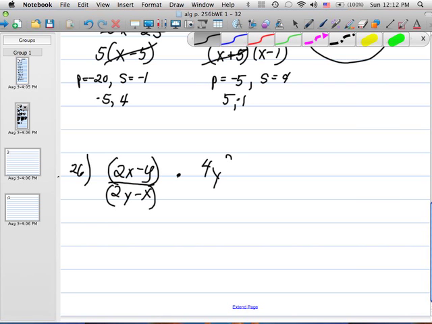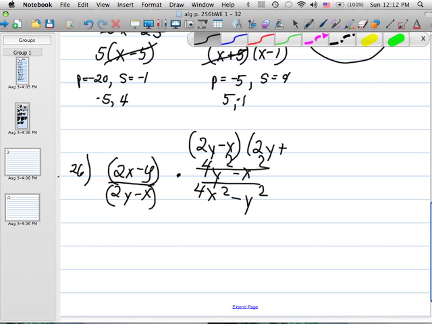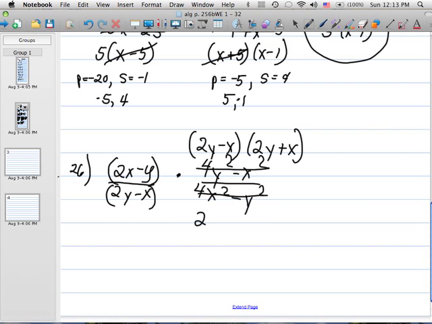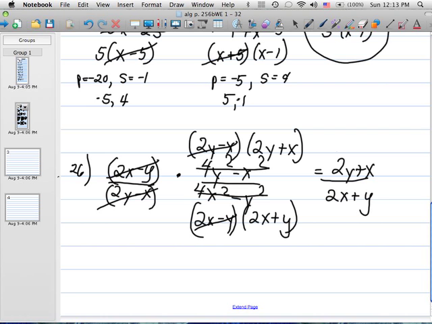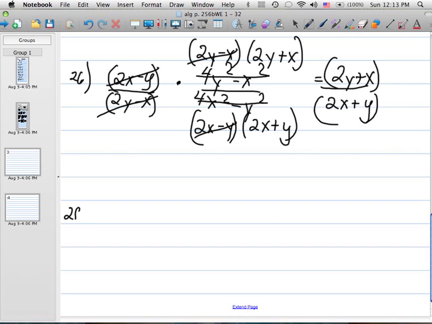So it's 4y squared minus x squared over 4x squared minus y squared. So that now comes out 2y minus x and 2y plus x. And on the bottom it's 2x minus y and 2x plus y. Now we can get rid of something. The 2y minus x's go out, and the 2x minus y goes out. So that leaves us 2y plus x over 2x plus y. And remember, those are factors you can't cancel, so leave them alone. You can drop parentheses if you want, but if you want to keep them in there just so you don't cancel, that's fine.